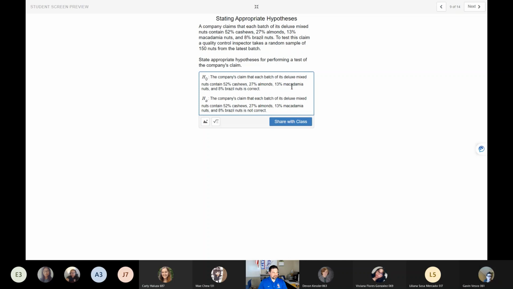Writing these things as statements is going to be the easiest way to do this. If you're going to use parameters like P cashews, P almonds, P macadamia, P Brazil nuts, you have to make sure to define that parameter in some sentence later, saying P sub type of nut is the true proportion for that type of nut in the mix. You have to have that extra thing.